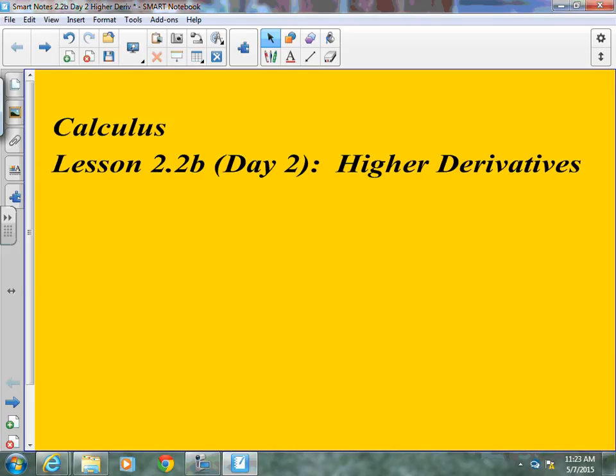Today we're going to be talking a little bit more about higher derivatives, an extension of what we did the other day. The other day we found them by deriving again and again, but we also looked at their graphs and talked about what the graphs look like of a first derivative and a second derivative. So today we're going to do a little more with the algebra side of it.